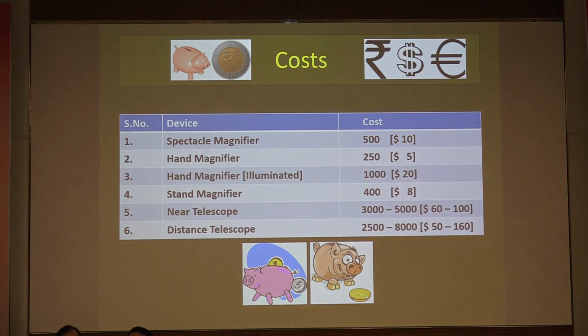So this is something which tells you how much they cost. A spectacle magnifier would cost about 500 rupees, a hand magnifier 250 rupees. Telescopes are very, very expensive, and these are old figures. The last telescope I prescribed was about a year ago, which I had to import from Norway, and it cost about 16,000 rupees to the patient. So the cost has increased and doubled in recent years.